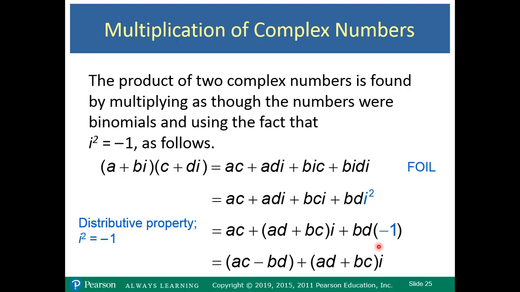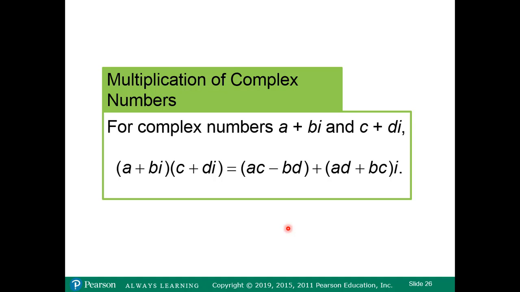Okay, this becomes negative, so you get AC minus BD, and then you get plus AD plus BC. Okay, and then this is the general form. So all you're doing is using the FOIL method or the distributive property, and then simplifying. Now, for complex numbers a plus bi, this is always true. So as long as you know a, b, c, and d, this is always equal to this.